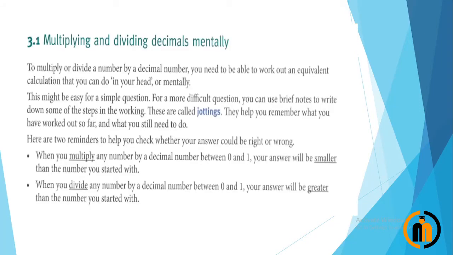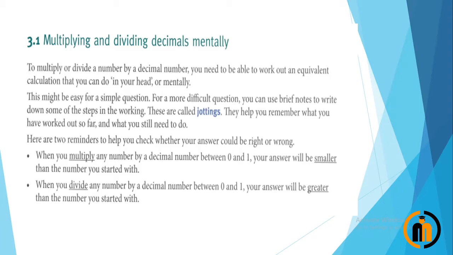To multiply and divide decimals mentally, how do we generally do it? We basically convert the multiplication or division of decimals into a whole number, and then we make notes. What should be done next? We take notes. That is called jottings. We write down the steps for each question.